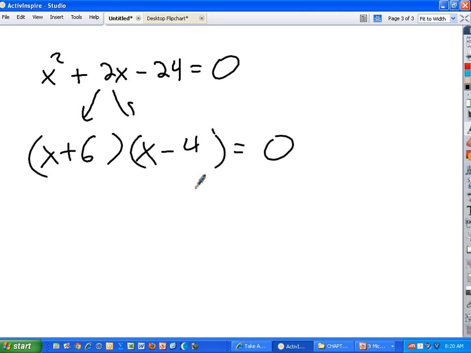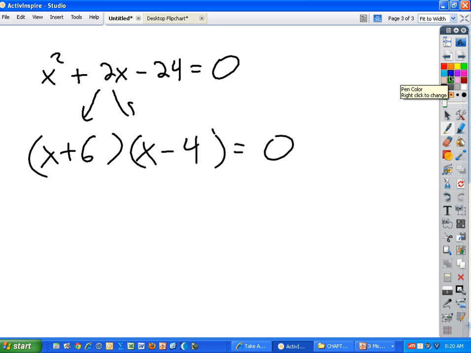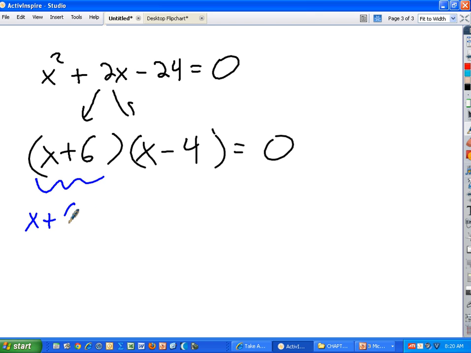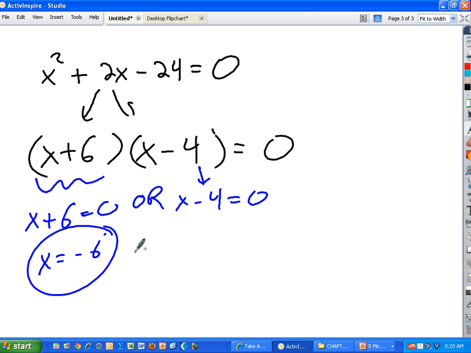Right? So either that's true, or that's true. Now, those are easy equations to solve, right? This one's pretty hard. It's quadratic. But these are linear. They're simple. When is x plus 6 equal to 0? When x equals negative 6. Or when is x minus 4 equal to 0? When x equals 4. That's it, right? So you get the idea.